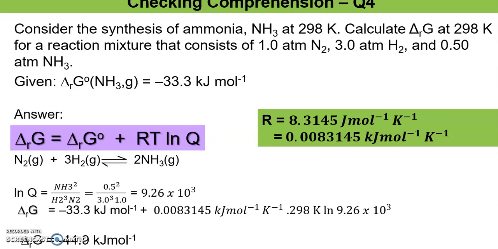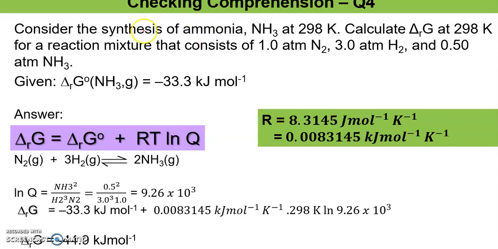Again, this question asks us to consider the synthesis of ammonia, NH3, at 298 Kelvin. Calculate the delta G of the reaction at 298 Kelvin for a reaction mixture that consists of 1.0 atm nitrogen, 3.0 atm of hydrogen gas, and 0.5 atm of ammonia. First thing first, once we have this kind of question, we need to write the chemical equation first, so it's easier for us to see what the species are, what the chemical reaction is, and what we are dealing with.